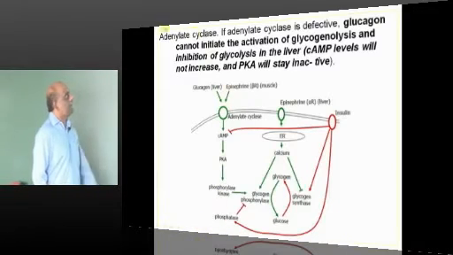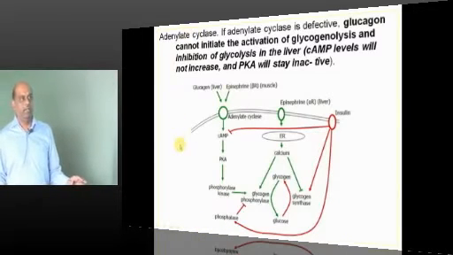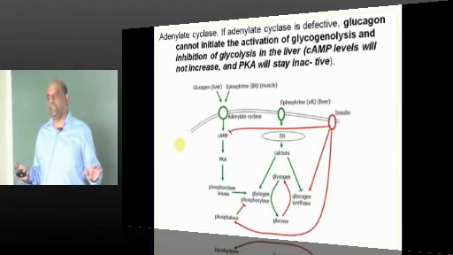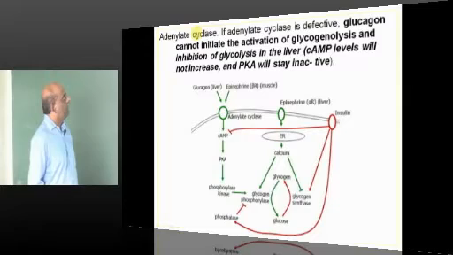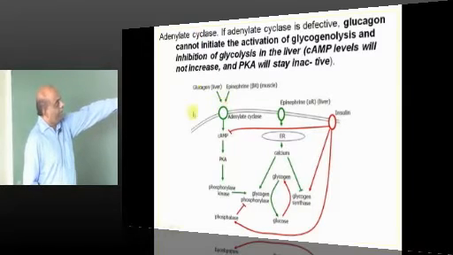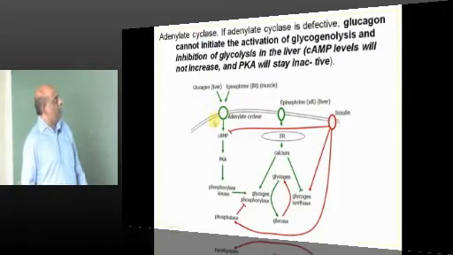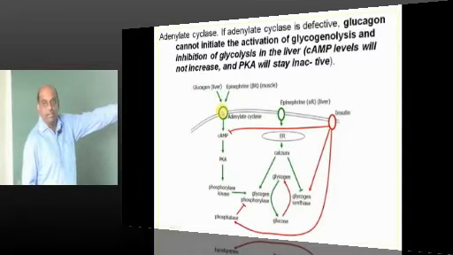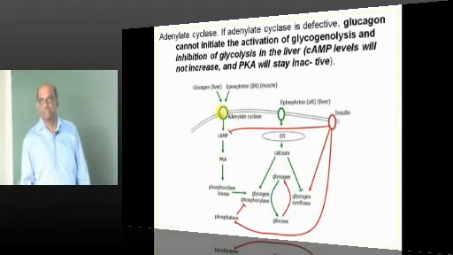It is adenylate cyclase. See, doctor, glycogenolysis, glycogen synthesis and regulation: a favorite high-yield topic for entrance. If the adenylate cyclase is defective, the glucagon cannot initiate glycogenolysis.